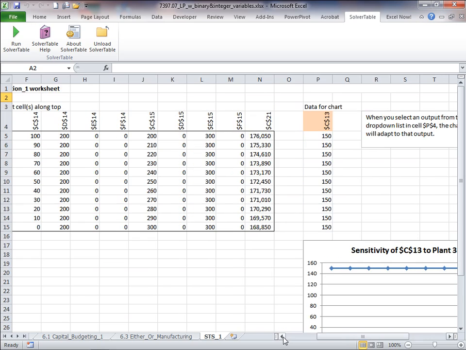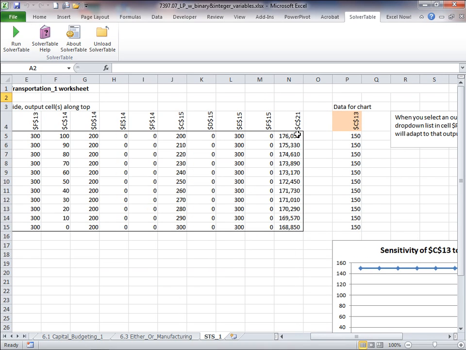And why did it not change? Well, it did change, right? 175,330, 174,610, 173,890, 173,170. But look at what's changing.